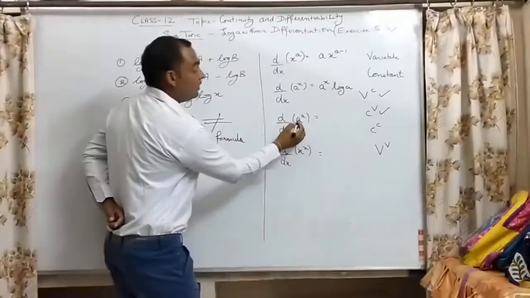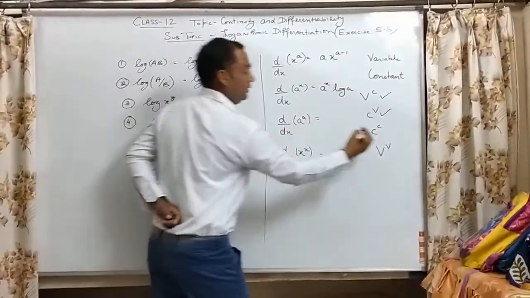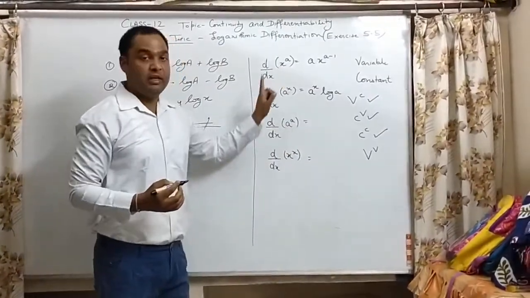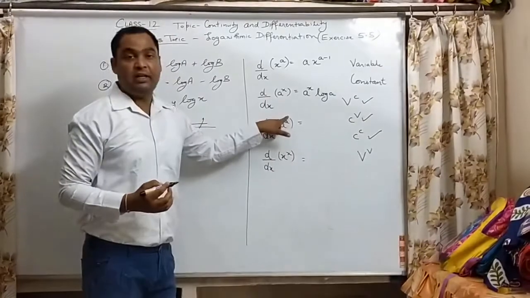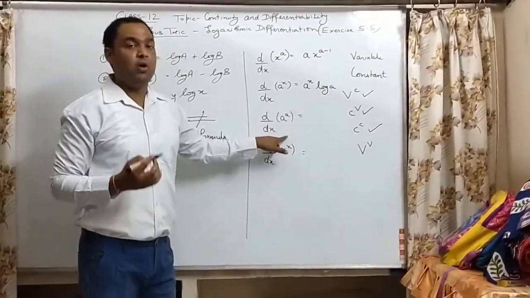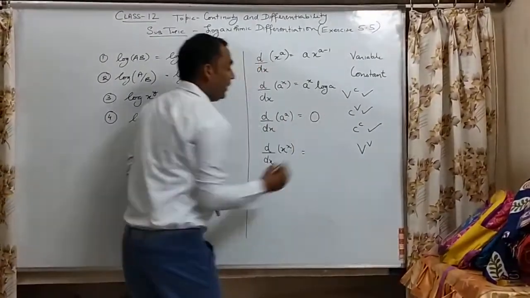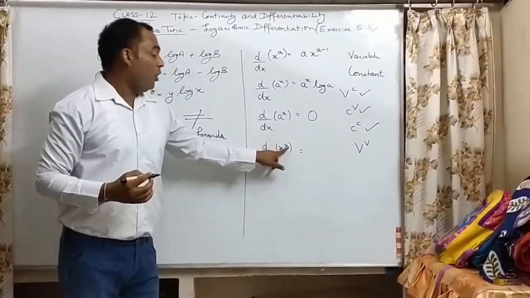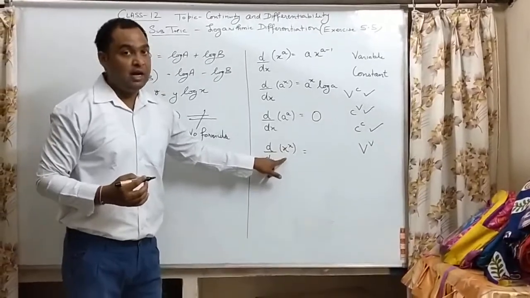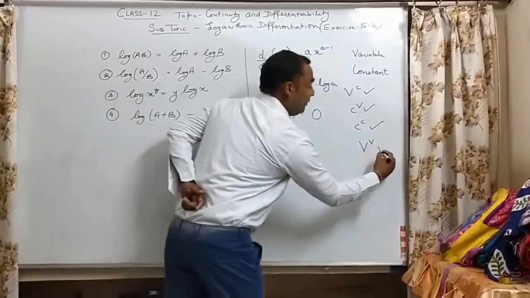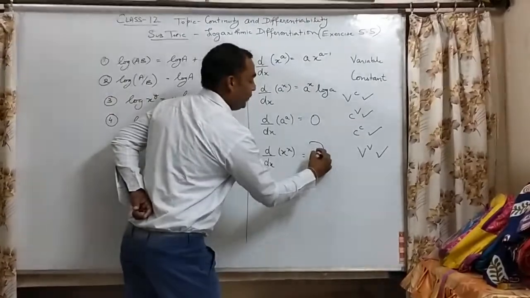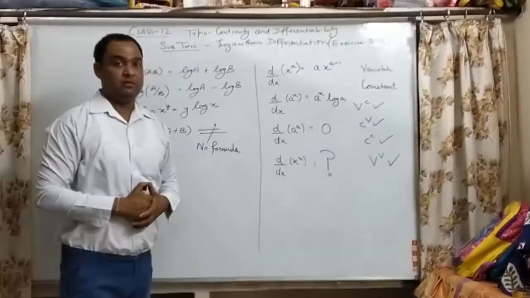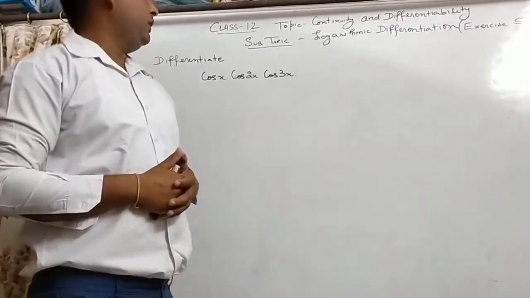Now third is constant raised to power constant. Here a is constant and x is constant. Constant raised to power constant is constant and the derivative of constant is 0. But fourth thing, variable raised to power variable. We have not done this concept in 11th class. Now we will do this concept in 12th class, that is variable raised to power variable, using this topic logarithmic differentiation. Now let us start solving the questions.